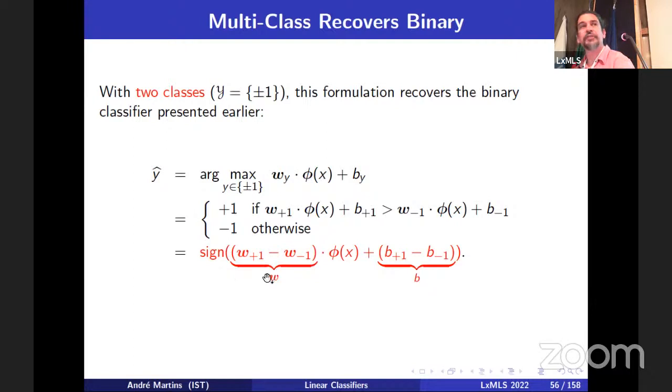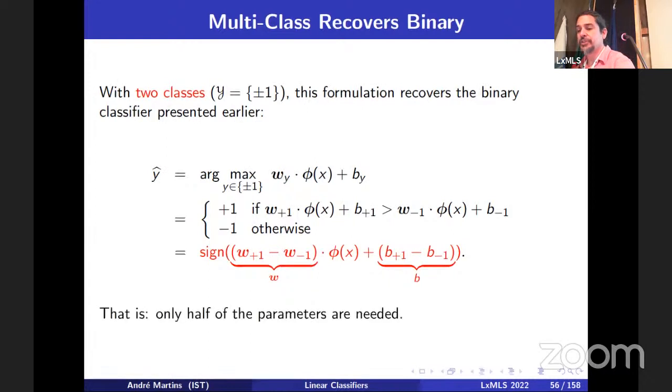which I'm just calling W, times phi of x, plus the difference between the bias terms b_{+1} and b_{-1}, and I'm just going to call this part b. And this is exactly the expression that we had before for the binary classifier. So this is showing that these two things are equivalent. We still recover the binary classifier that we had before, but we are now using double the parameters that we need. For the binary classifier, using the notation that we were using before, we just need W. We don't need W_{+1} and W_{-1}. We just need half of the parameters, and the same thing for the bias. We just need a single bias, not two. Okay. Any questions?